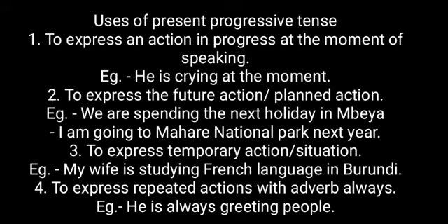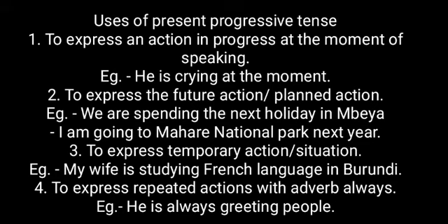Example 2: I am going to Mahari National Park next year. That means this one is going to visit Mahari National Park. The coming year can be the year after this year, but the action is being expressed by using present continuous tense. I am going to Mahari. The same idea is also being used by using the verb going to.